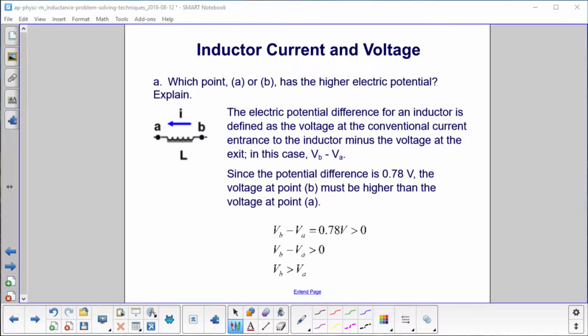Explain. The electric potential difference for an inductor is defined as the voltage at the conventional current entrance to the inductor, which in this case is point B, minus the voltage at the exit. So that's VB minus VA. The potential difference is 0.78 volts, so we do some not terribly complex math here. 0.78 is certainly greater than 0. VB minus VA is greater than 0. VB is greater than VA.